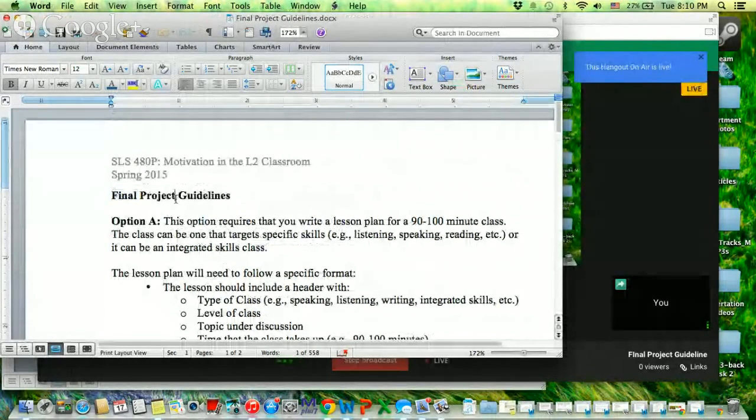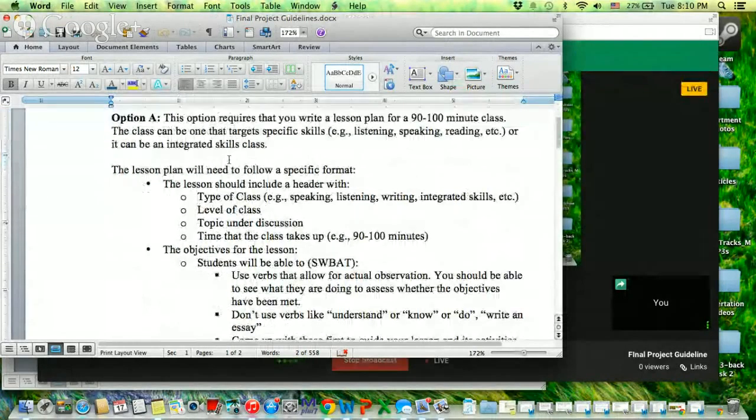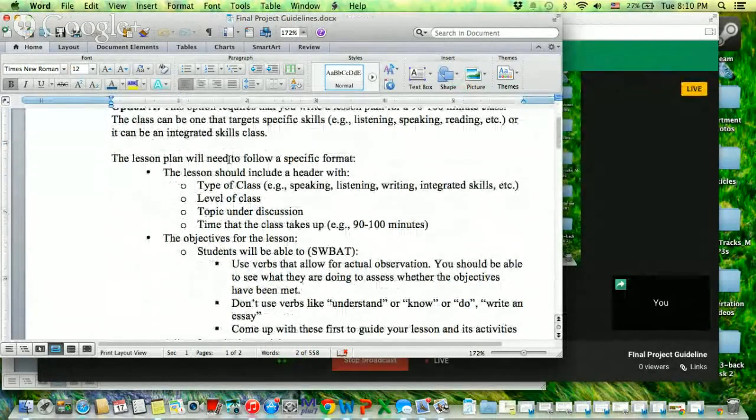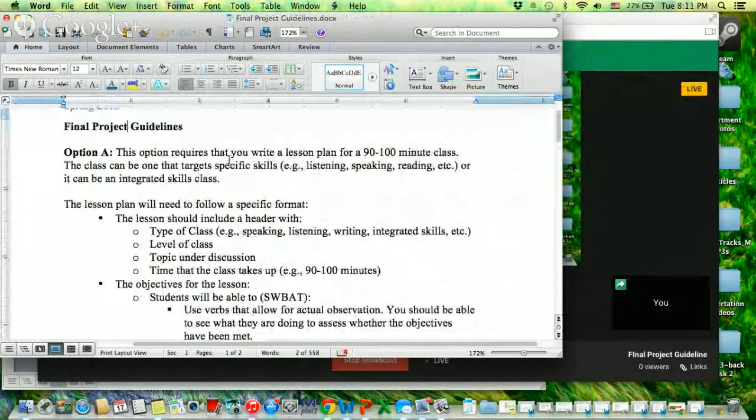Okay, so just to go over the final project guidelines with you. Several of you asked me to do this on your mid-semester feedback, so I just wanted to go over this. Option A is the lesson plan for a 90 to 100 minute class. It can be one that targets specific skills, so a listening class, a speaking class, a reading class, or it can be integrated. So it can target 2 or 3 or 4 skills all at once.